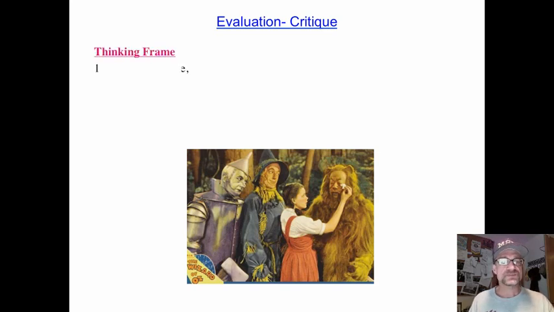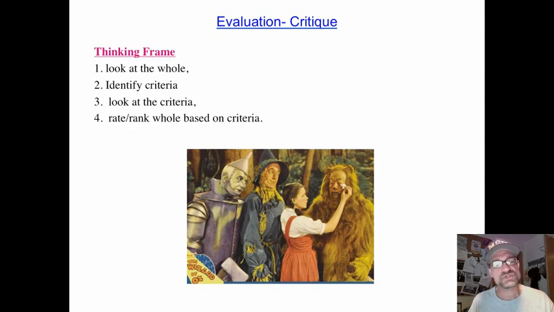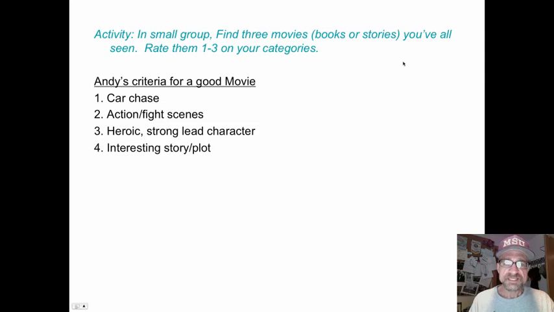Evaluation, critique, the thinking frame. Look at the whole, identify criteria, look at the criteria, rate or rank the whole based on the criteria. This is great with books and stories and movies. In small group, find 3 movies, book stories that you've all seen and rate them. This creates conversation around what is a good book, and it eventually leads to discussion about genre.